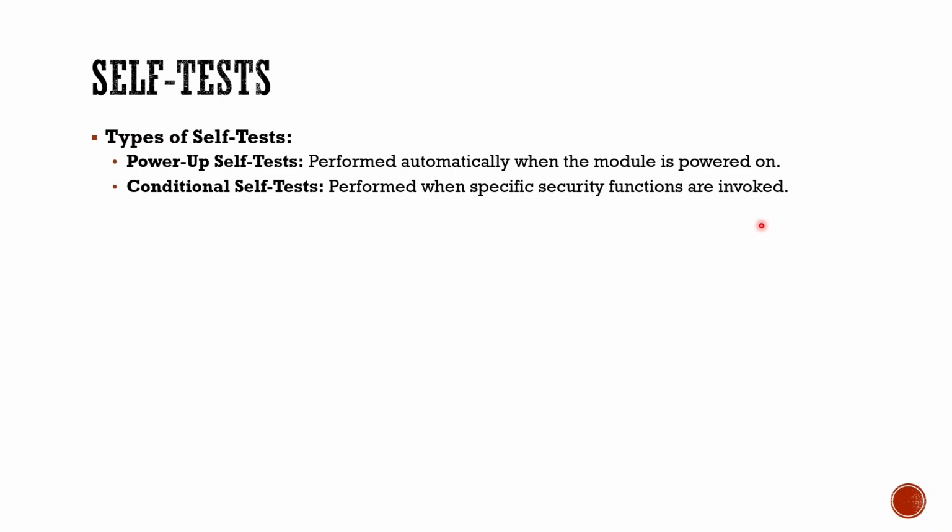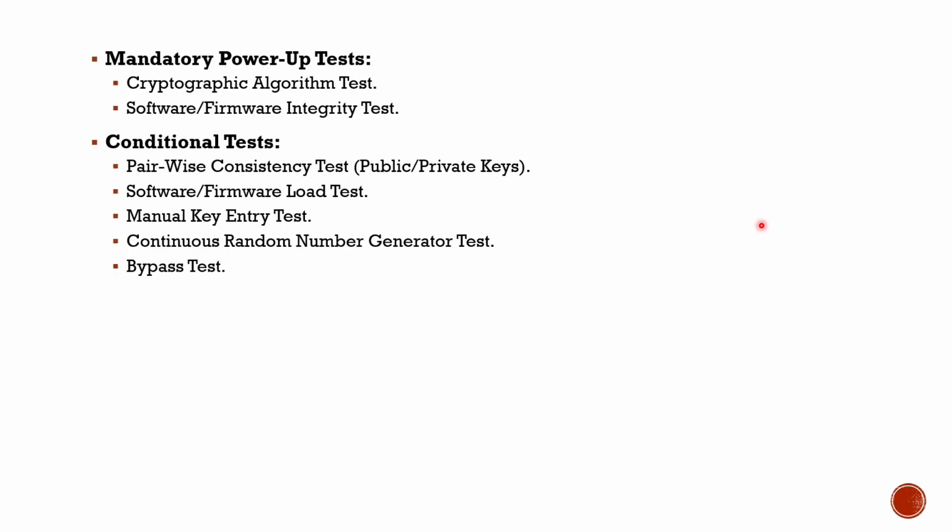Upon failing the self-test, the module enters an error state. In the error state, no cryptographic operations are allowed. The data output is inhibited, and an error indicator is displayed via the status output interface.